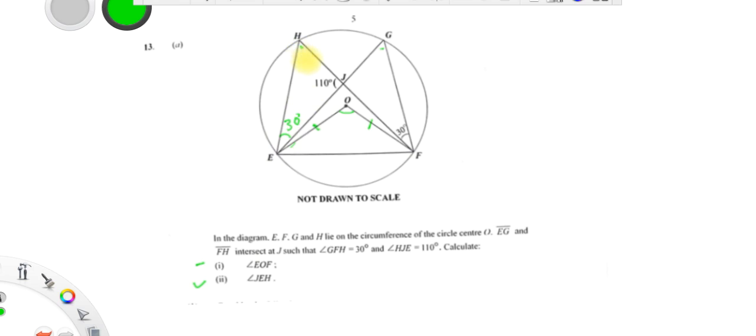We have to find this. But if you know this, we'll be able to find this, because don't forget there's one theorem that says the angle formed by an arc at the center is equal to 2 times the angle formed by the same arc on the circumference. So that's what we have to use to find this angle.